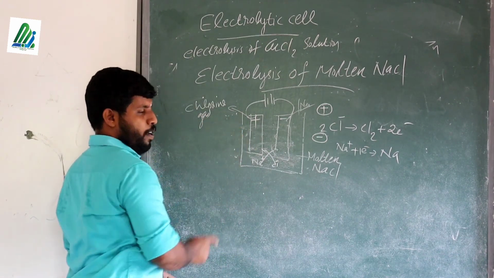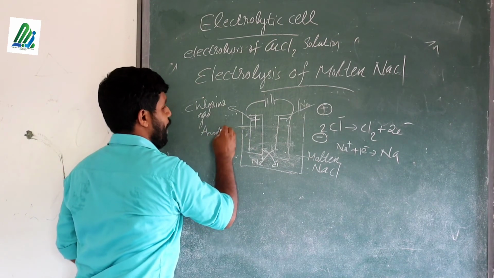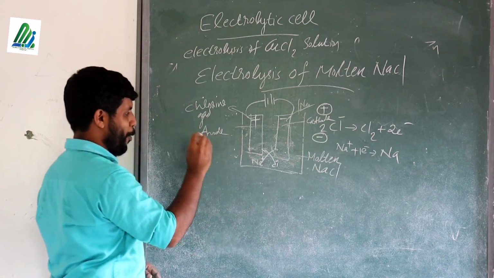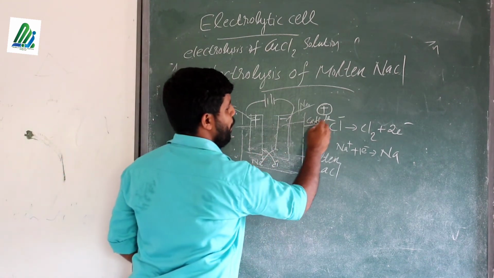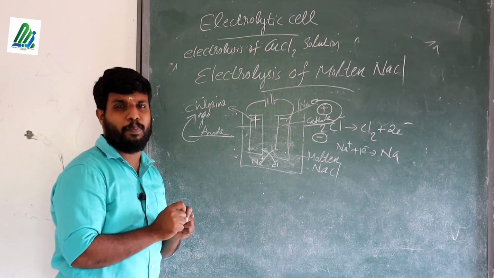Which is the anode? The anode is the positive electrode. And which is the cathode? The cathode is the negative electrode. Then, important: the product obtained at the anode is chlorine, and the product obtained at the cathode is sodium. That is very important.